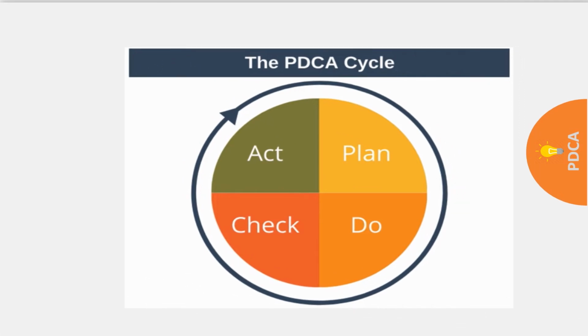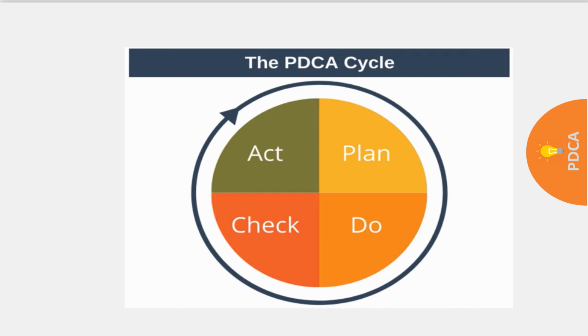The next change model is the PDCA change model, and it's a 4-stage model to help you improve your tools, products, services, and organizational processes. And it's a very good model to use to reach any goal or to have continuous improvement.